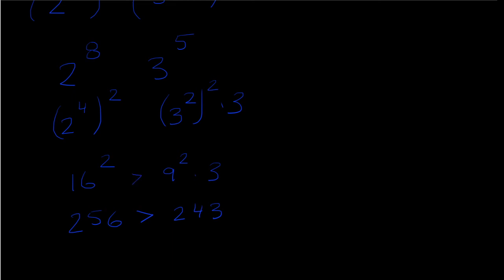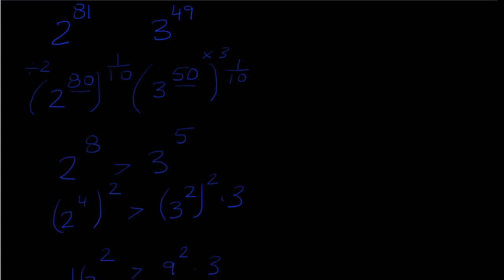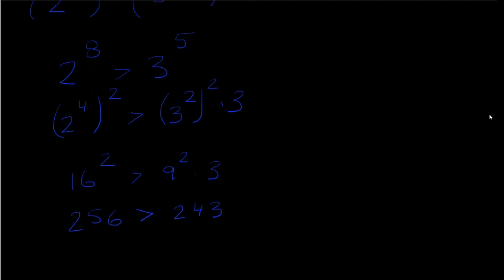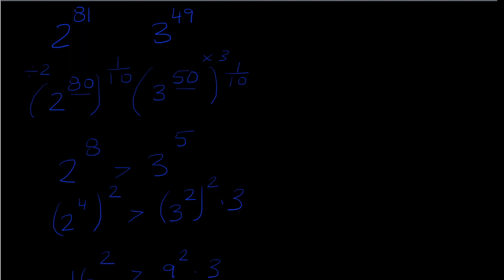So we go back along here and we can plug it in. Notice we made 2 to the 81st power smaller by dividing by 2. Yet we were still bigger at the end, despite multiplying 3 to the 49th by 3 to get to the 3 to the 50th power. So in this case, we can confidently say that 2 to the 81st is greater than 3 to the 49th.